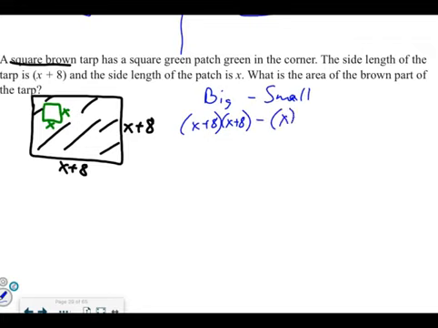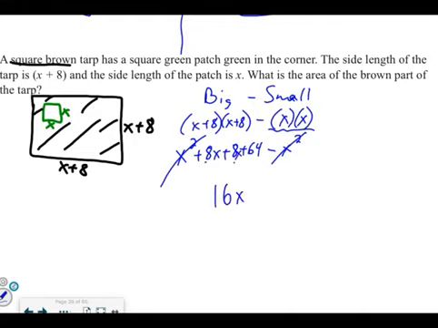Now the small one's easy this time because it's just x by x. So the big one is going to turn into x squared plus 8x plus 8x plus 64. Now because the small one is just x squared, I'm just going to write a minus x squared over here, and I'm not even going to worry about putting it in parentheses. And now I can combine like terms on everything. So the x squareds are gone. 8x and 8x would give us 16x plus 64.